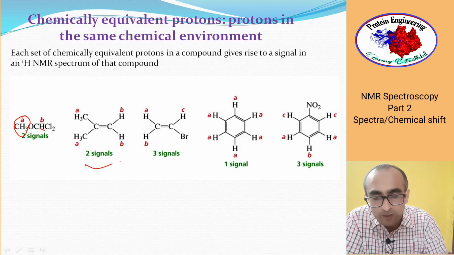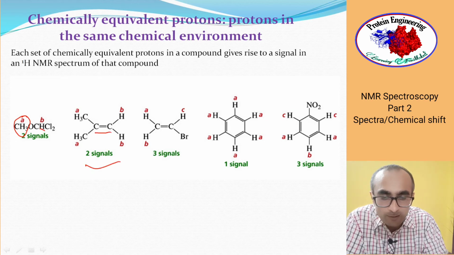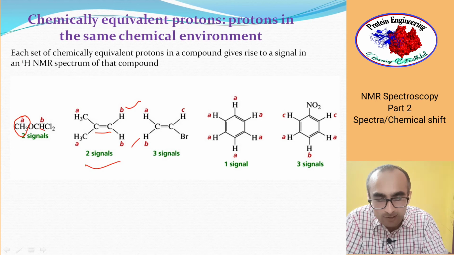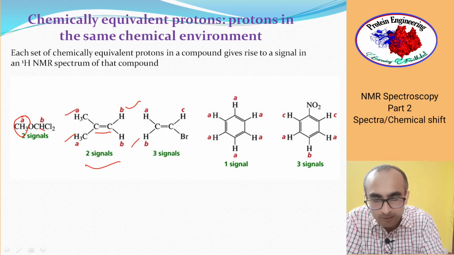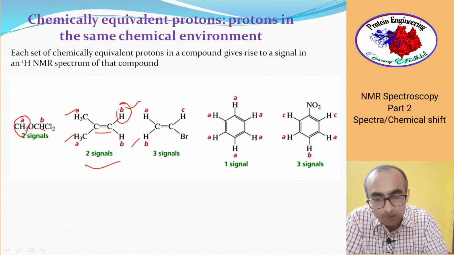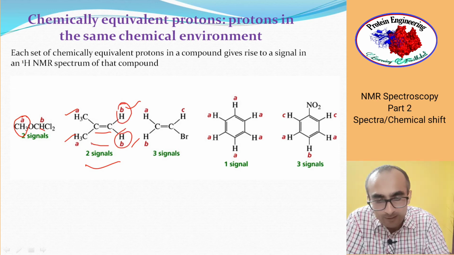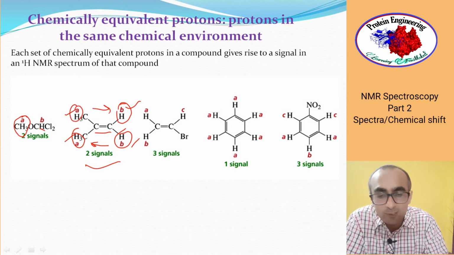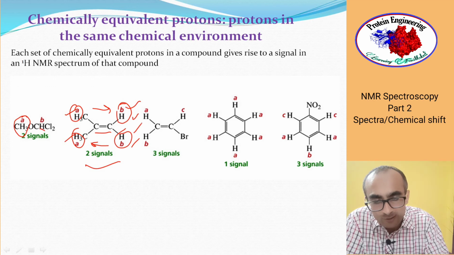If you look at this another compound where you have a C=C double bond, you have H on both sides, and you have CH3 on both sides. So you get two peaks from here also because these two protons have the same environment. Similarly, these two methyl groups also have the same environment. So both the methyl groups will give one peak, and these two H atoms will give another peak.